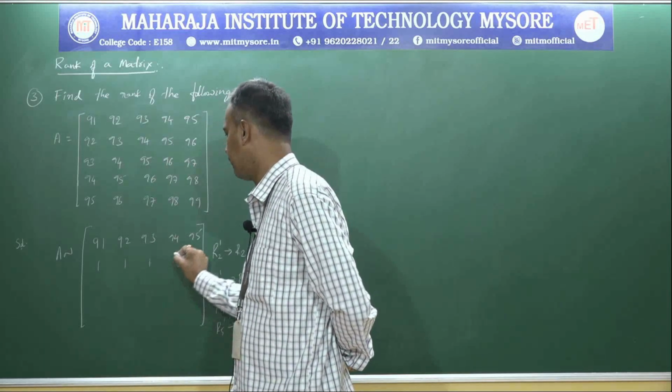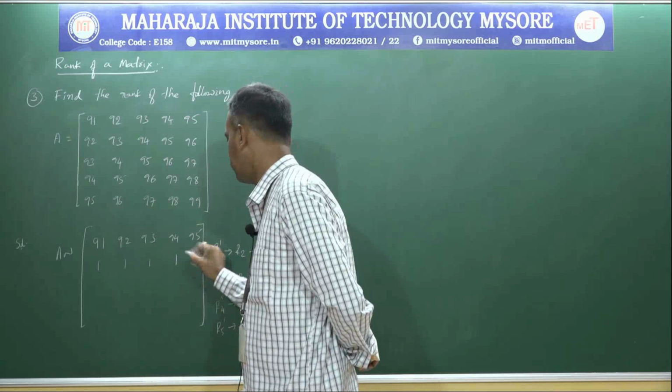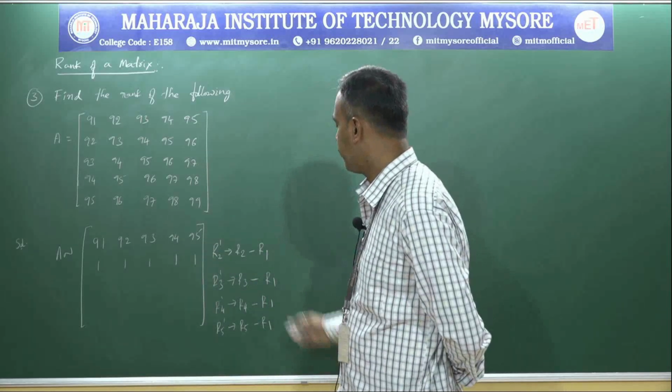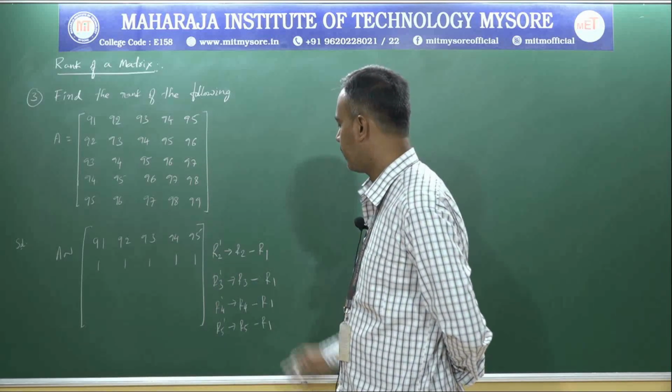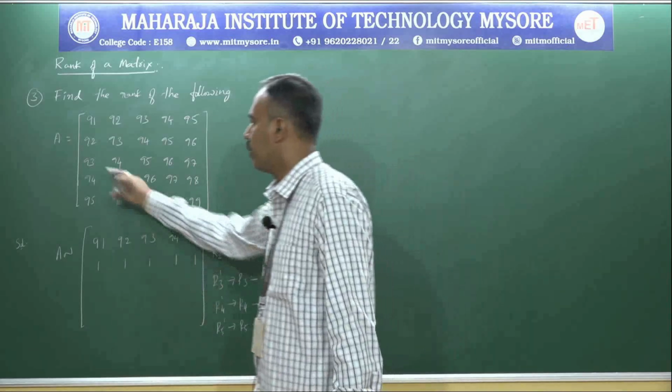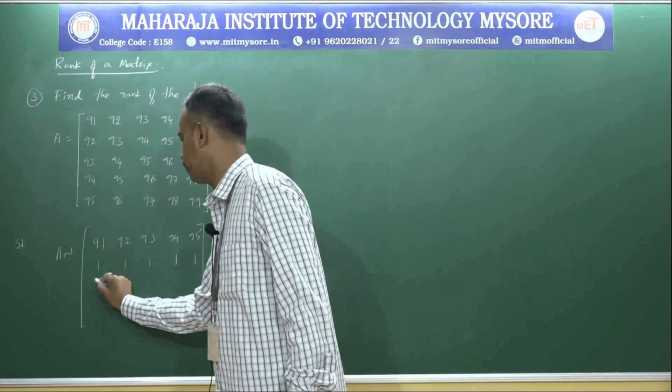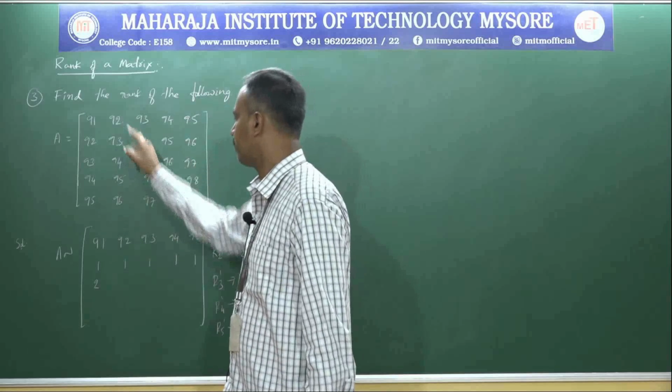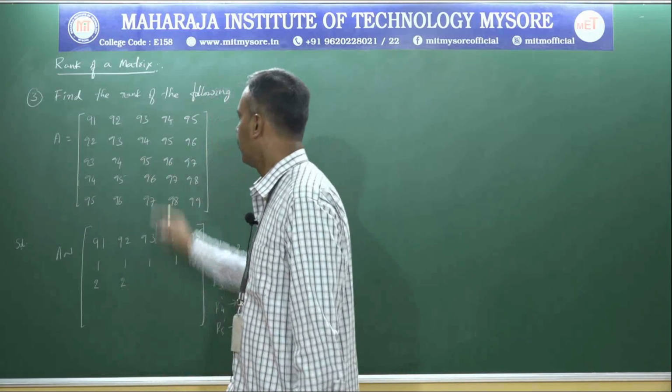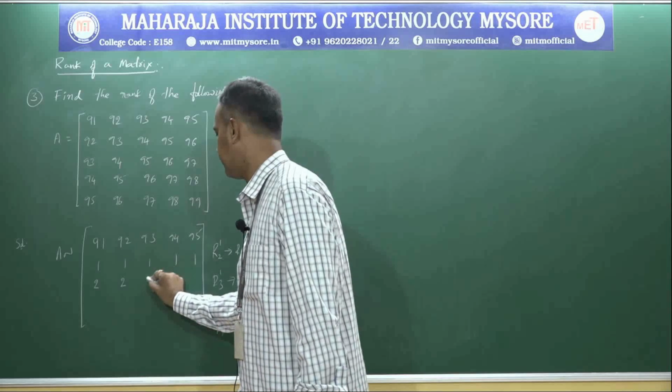R4 minus R3 gives 1. Next element also 1 here. Now the next one, R3 dash here. Okay, the R3 minus R1 here. Okay, 93 minus 91 is 2. 94 minus 92 is 2. Okay, likewise 95 minus 93 is 2.